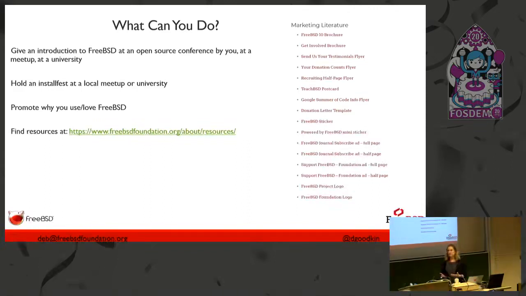It's just that the foundation is very small and we can't get to all these places. And you could hold an install fest, which basically means that you go to a meetup and everyone brings their little laptop, you install VirtualBox or some VM, install FreeBSD, and that's just the basic. And now you can start playing with FreeBSD and learn about it.